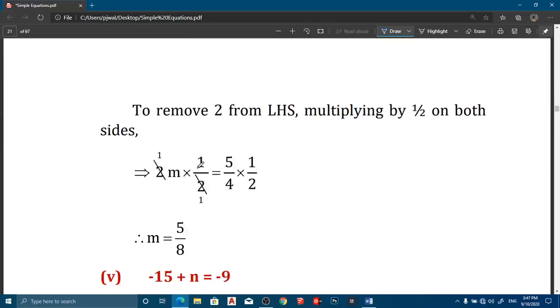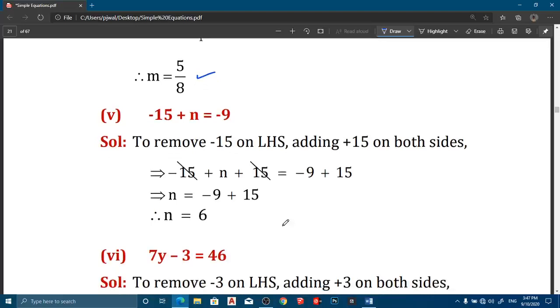You have to divide both sides by 2, or we can read it as multiplying both sides by 1 by 2 also. Dividing by 2 and multiplying by 1 by 2 are both the same here. So by multiplying both sides by 1 by 2, the 2 gets cancelled here. This is m 1s are m. This is equal to 5 1s are 5 by 4 2s are 8. This is 5 by 8 is the answer. So next.